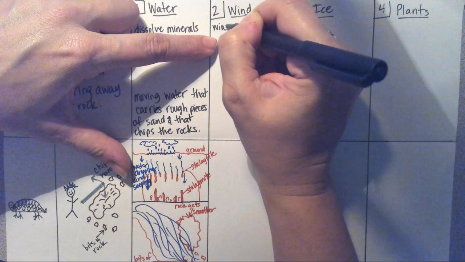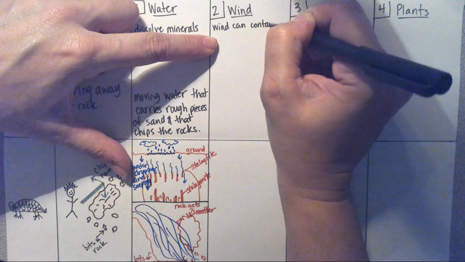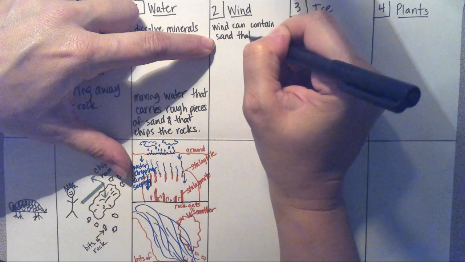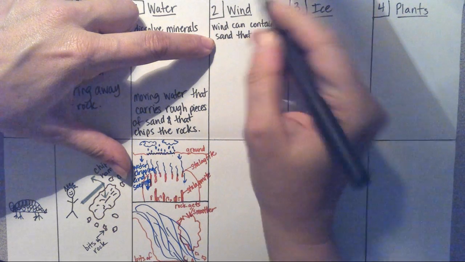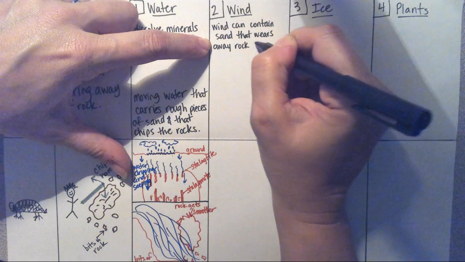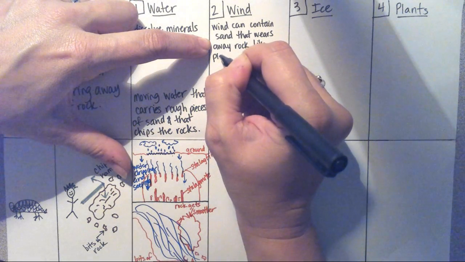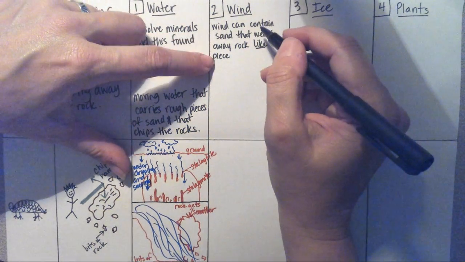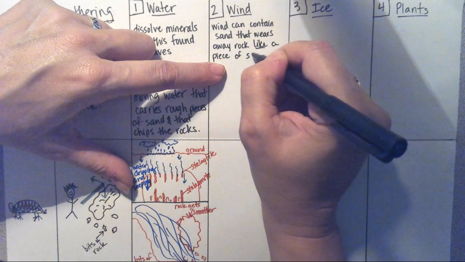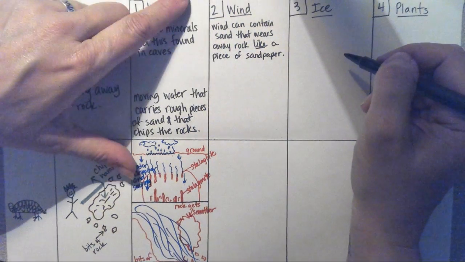And wind can contain sand that wears away rock like a piece of sandpaper. We'll see this in another lab that we're going to do. Okay?